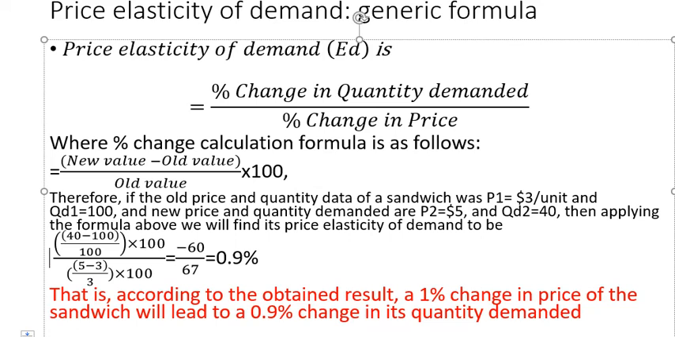So then we simplify this, then what do we get? We get negative 60 over 100 times 100, which is negative 60, and then over here 5 minus 3 is 2 over 3 times 100 is 67. That's really 66.67, but we can round it up to 67, and then we get negative 60 divided by 67, which is about 0.9.